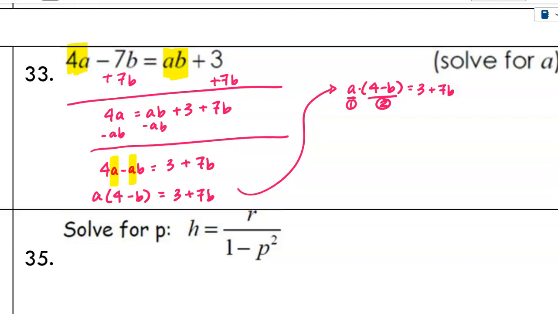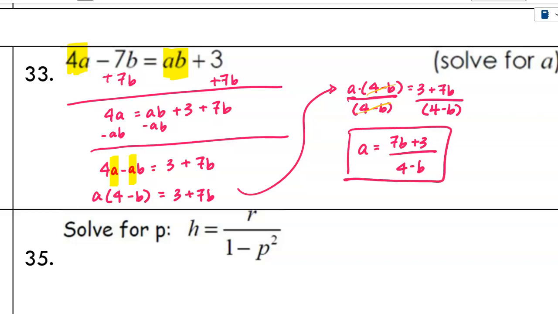Okay, 4 minus b, that's in your way, so you're just going to divide both sides by that factor, 4 minus b. That simplifies as a equals, let's kind of clean this up, 7b plus 3 over 4 minus b. Okay, good job.